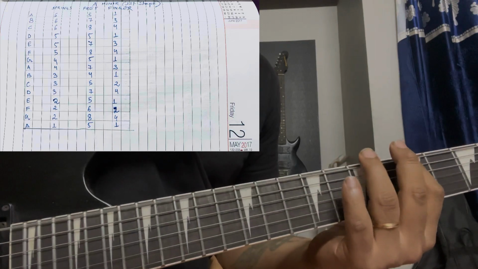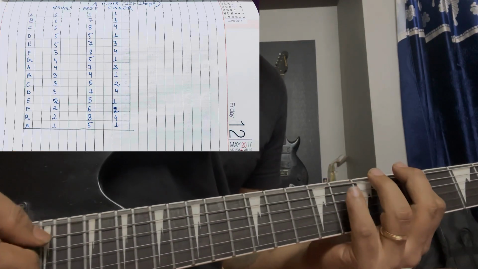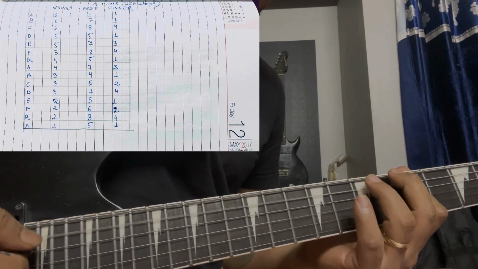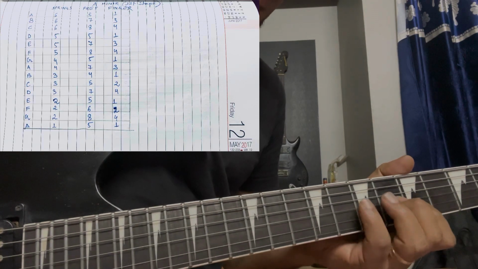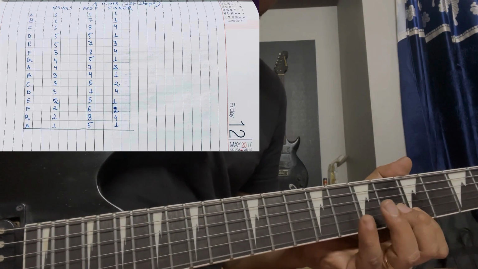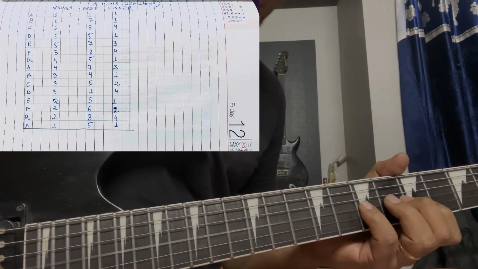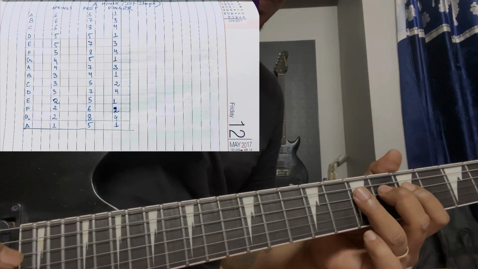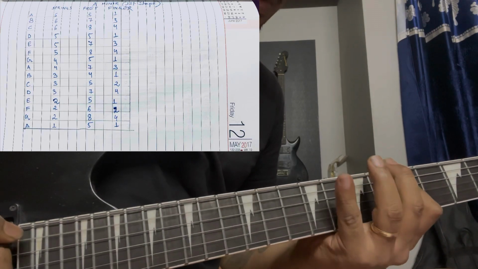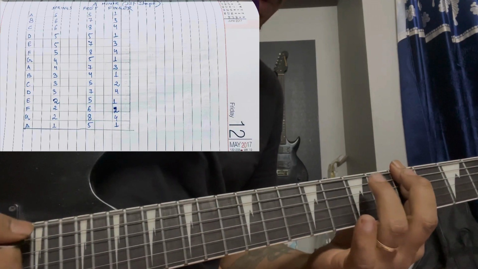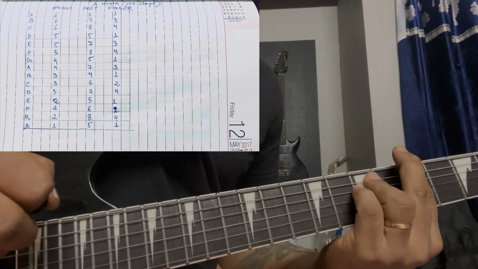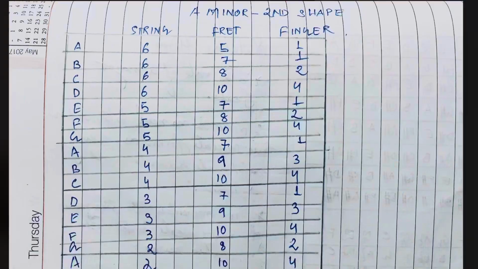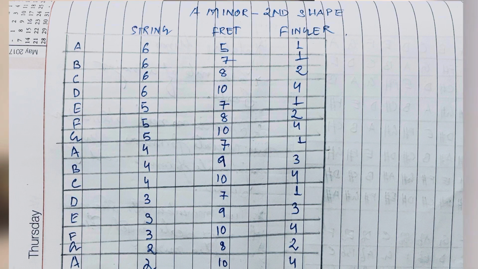So we have alternated picking. So this is the first shape of the A minor scale. This is the second shape of the A minor scale. Note it down.